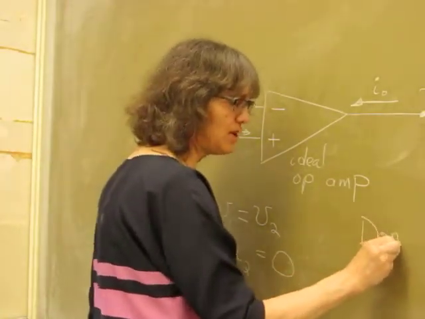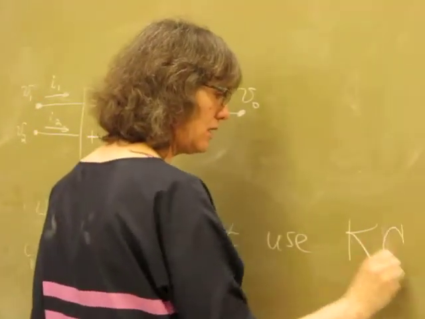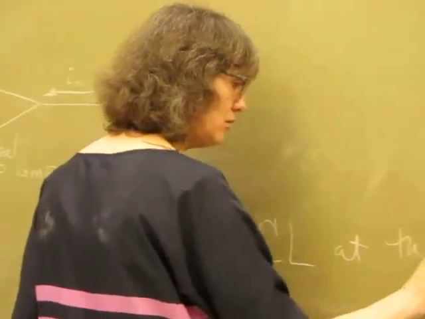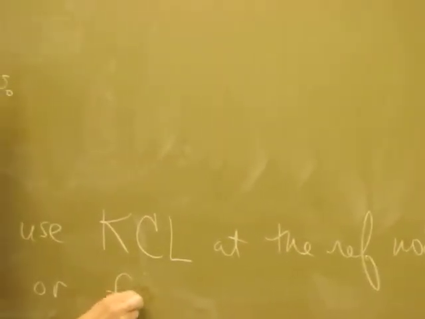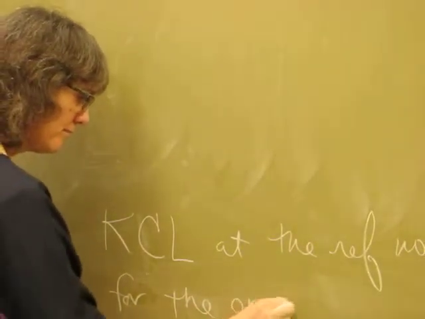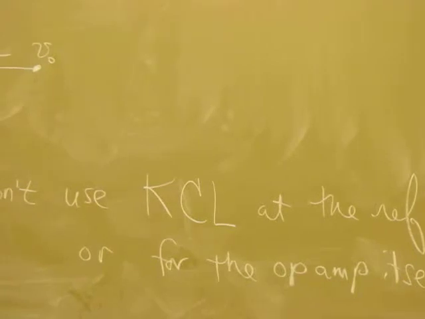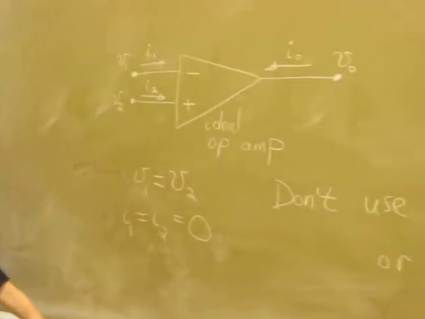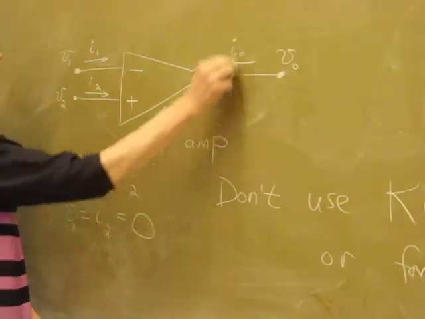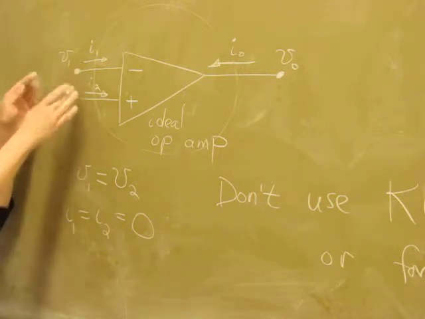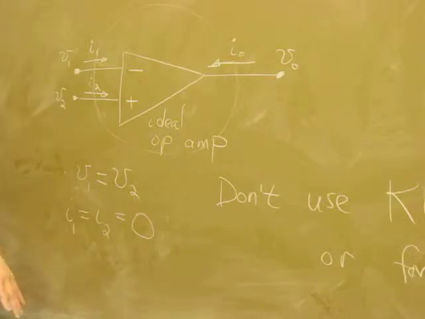You have to remember that you are not allowed to use Kirchhoff's current law at the reference node or for the op amp itself. And if you can just remember not to do that, go ahead and do everything else with node voltage analysis. So what I mean by for the op amp itself, it's like if you kind of thought of this as a big node and then you took Kirchhoff's current law for it, won't work. You'll get bad information. So just don't do that.